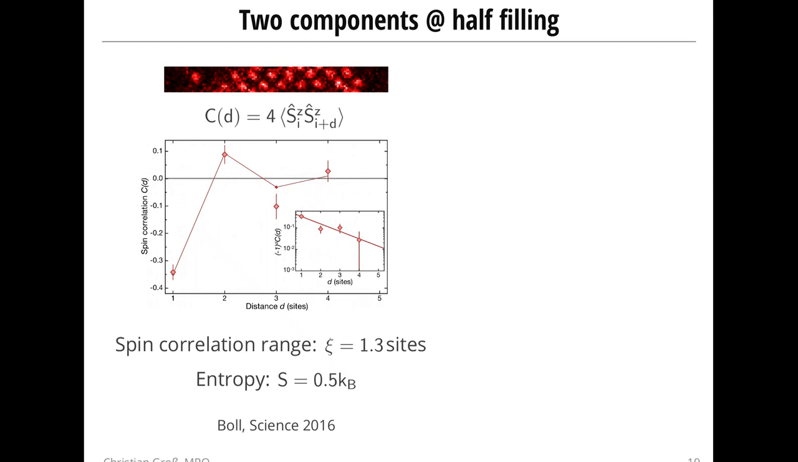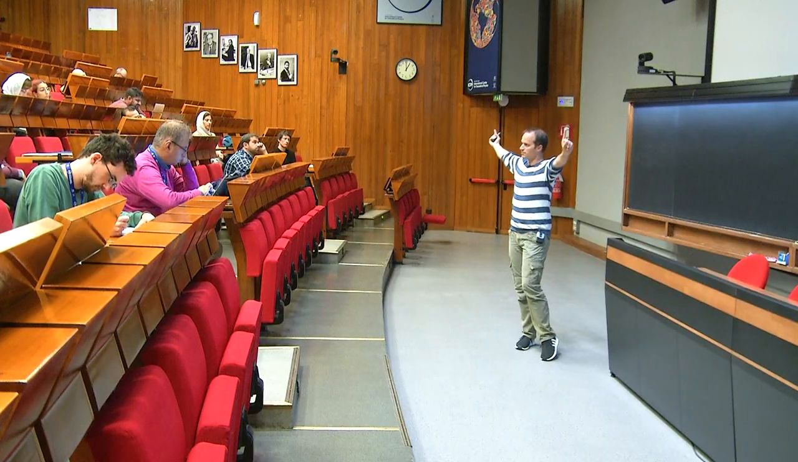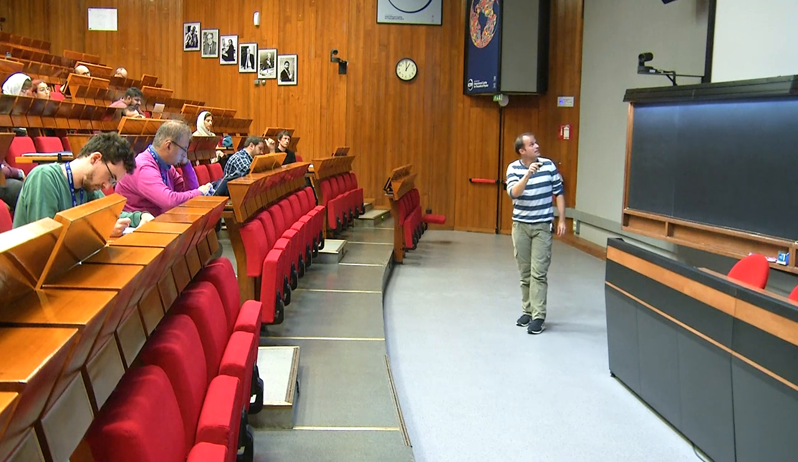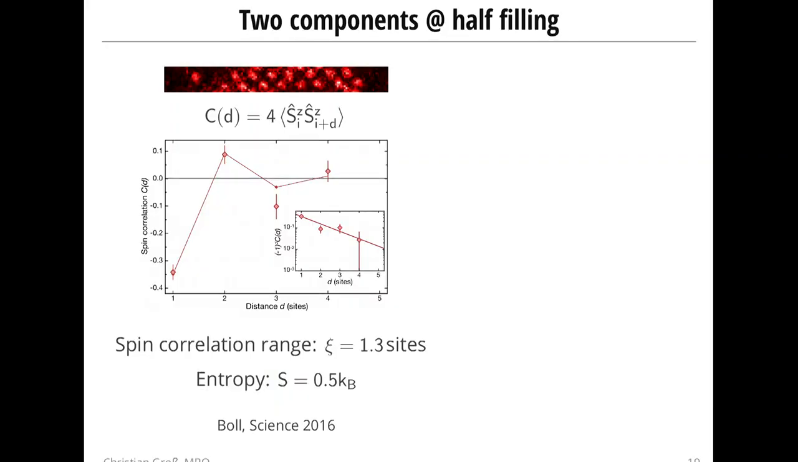And of course, given the technology I just described, we can check: do we see antiferromagnetic correlation in the system when we load and prepare these chains? And the answer you see here. If we measure a standard two-point correlator at the distance of one site, two sites, three sites, four sites, we basically see anti-aligned spins, aligned spins, anti-aligned spins, aligned spins over these four sites. So we really see that these systems, if we cool them as cold as we can at the moment, show antiferromagnetic correlation. And at the moment, what we get is a correlation length of 1.3 sites, corresponding to an entropy of 0.5 kB.